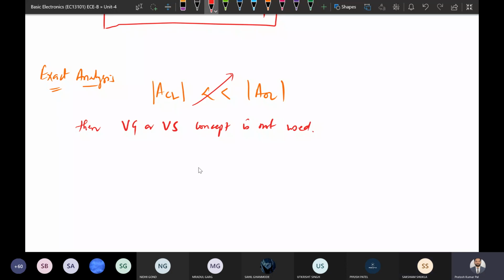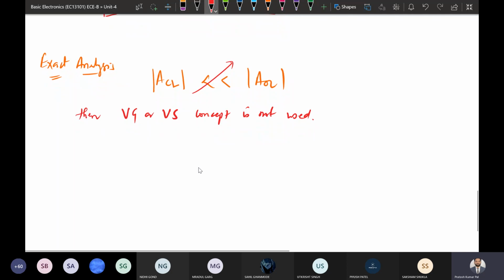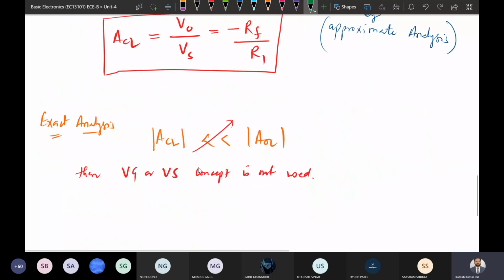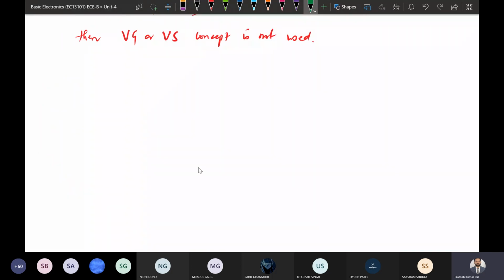In case of an operational amplifier, we have seen the input voltage is considered to be the voltage between these two terminals. So this is the input voltage. By using this, the input voltage for the exact analysis will be Vp minus Vn. We have seen this already. And with respect to that, the output voltage will be the gain multiplied by the input voltage.